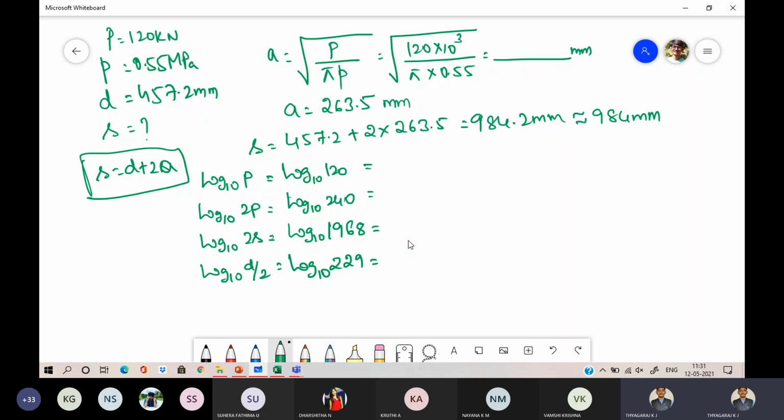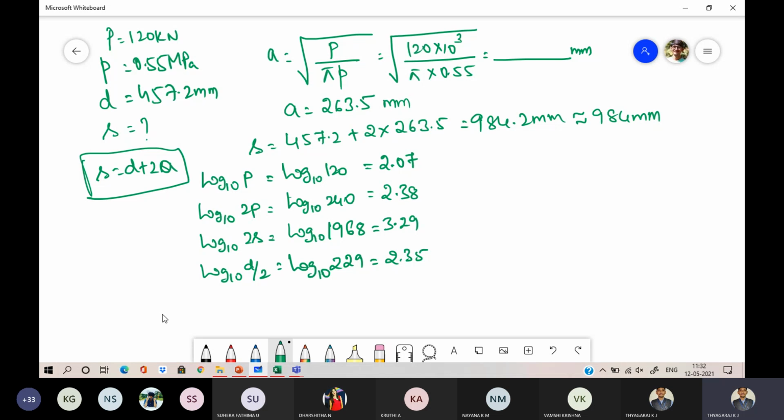Log 120, 2.07. 2.38. Log 19, 3.29. Log 229, 2.35. At what depth are they asking?